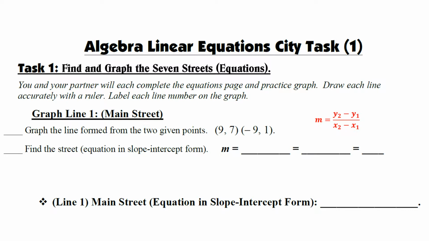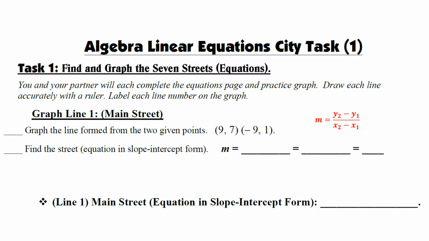This is City Task number 1. There's a number 2 also, so the numbers won't be exactly the same, but I believe Graph 1, which is Main Street, is pretty much the same concepts, just different numbers. So just follow along and plug in your own numbers for this.